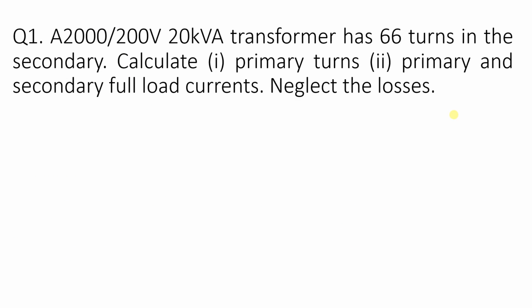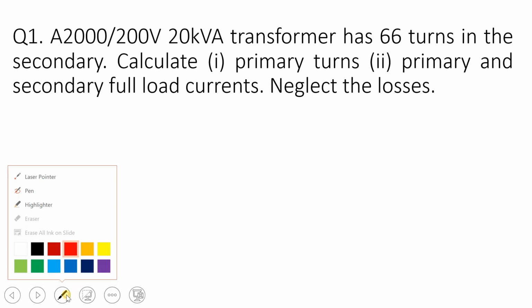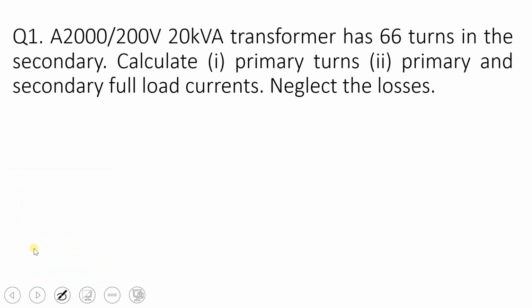First numerical: a 2000/200 volt, 20 kilovolt ampere transformer has 66 turns in the secondary. Calculate the primary turns and the primary and secondary full load current, neglecting the losses. So we will solve this numerical by the method. First of all, we will draw a transformer.